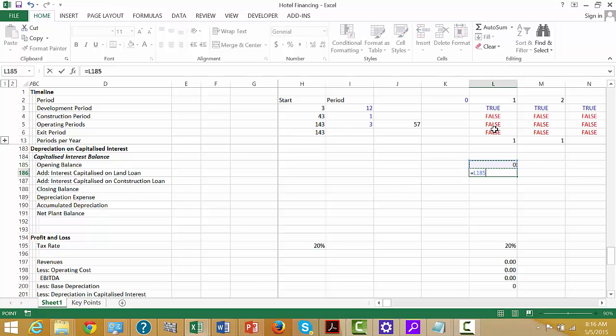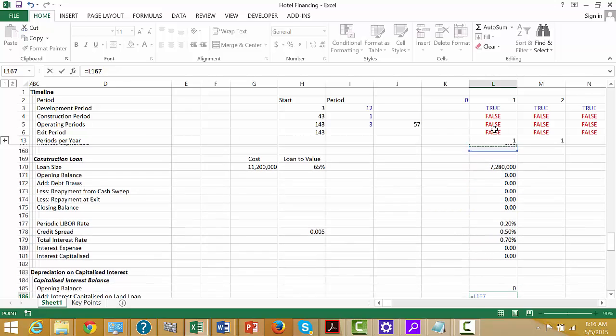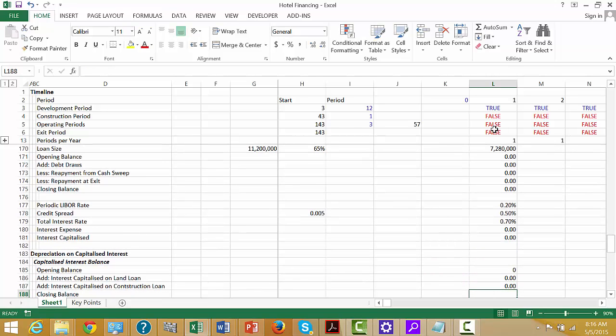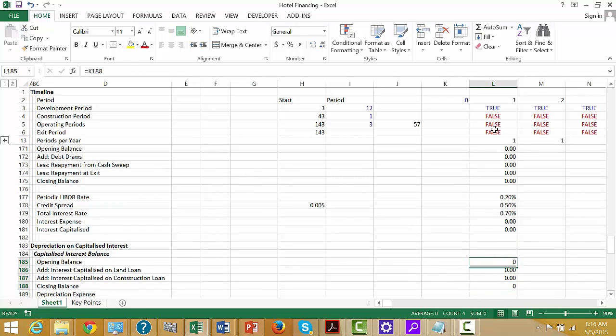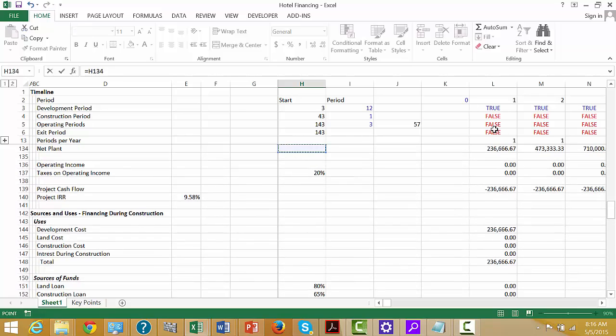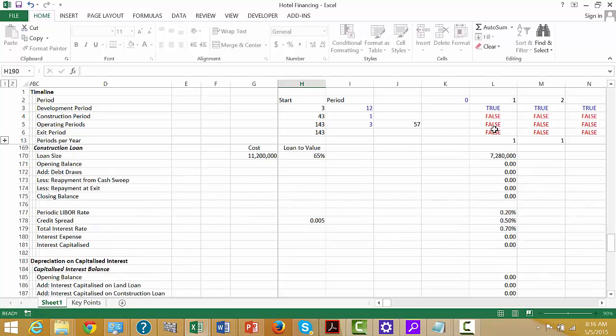The depreciation on the land loan, the interest capitalized on the land loan is here. Interest capitalized on the other loan is here. Alt equals, add them up. Shift control down. Shift control 1. Depreciation rate. Hopefully we can just get from the depreciation rate we did here.